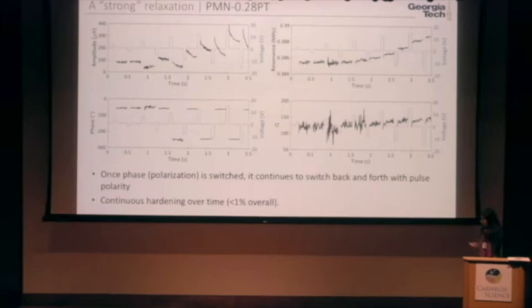Salje and Jim Scott presented earlier about how these jerks can happen in the material. But the interesting thing is once things start switching, it switches, as you would expect, back and forth for each pulse. And when you look at the resonance of the sample, this continues to harden over time, and it's poling somewhat more. And the changes are really, really small. They're probably below 1% in the resonance frequency change.